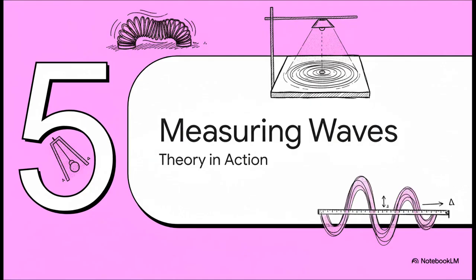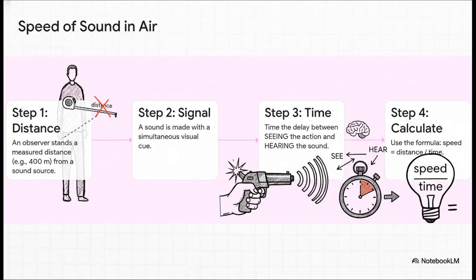Okay, so this all sounds great in theory, but how do scientists actually go about measuring this stuff in the real world? Let's look at a couple of classic experiments that put all this theory to the test. Here is a brilliantly simple way to measure the speed of sound. You have someone stand a very specific distance away, let's say 400 meters, from a starting pistol. When the gun is fired, you get a visual cue, like a puff of smoke.